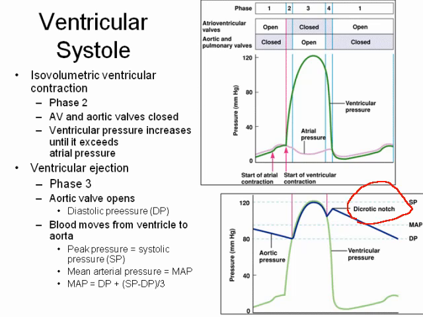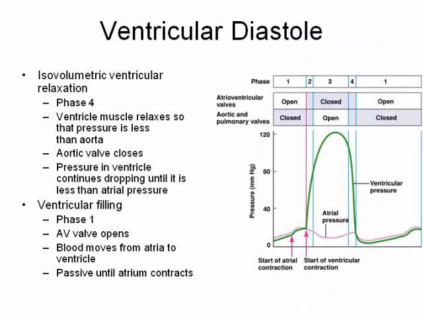So what's called the dicrotic notch. And then from that point on, the ventricular pressure is going down because the muscle is continuing to relax. So that was ventricular systole.